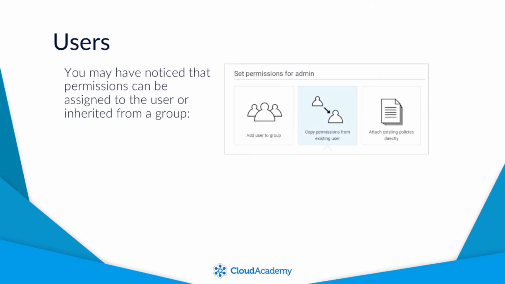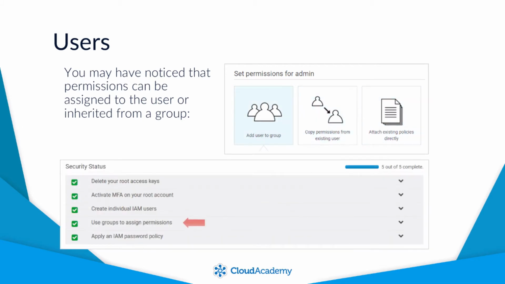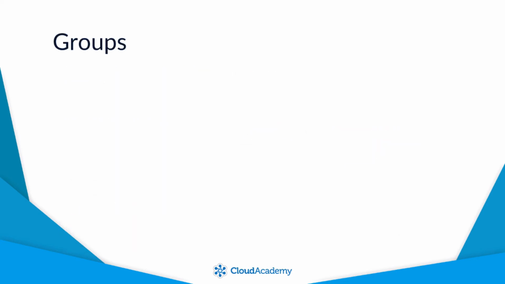You may notice that on point 4, when I mentioned permission assignments, that these can either be assigned to the user or inherited from being a member of a group. Now you may also remember from the previous lecture, when I explained the security status on the IAM dashboard screen, that one of the best practices listed was to use groups to assign permissions. With this in mind and as best practice, you should consider using groups for permission assignment over assigning permissions to individual users. So let's now take a look at groups to help explain why.